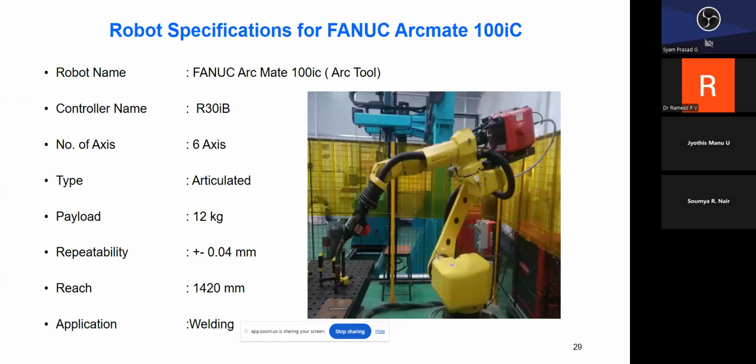I will show you the machine which we have. We have a Fanuc ArcMate 100iC robot. It's a 6-axis robot. Along with the 6-axis robot, we have a 2-axis positioner, so totally an 8-axis robotic system is available. And by using the MIG welding power source, we use a Fronius power source.